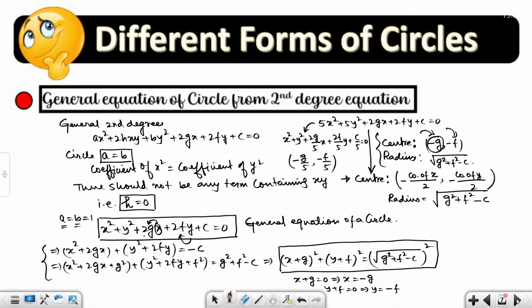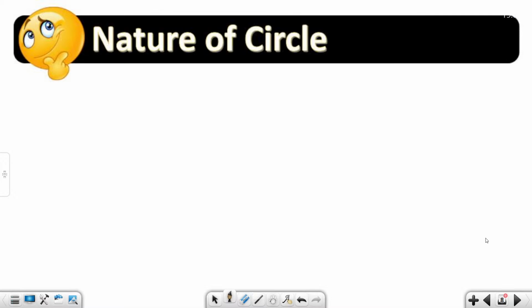Okay, let me take a problem based on this, but before that, let me just discuss the nature of a circle. See, for the general equation of a circle, we got center at minus g, minus f and radius is root over g square plus f square minus c, correct?